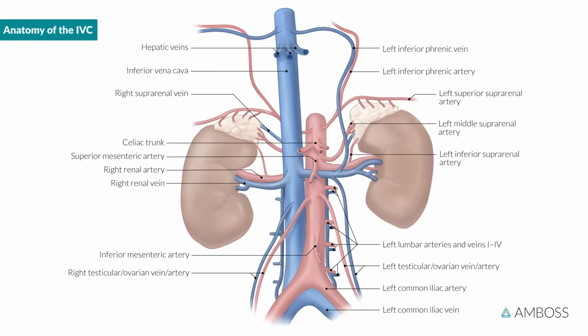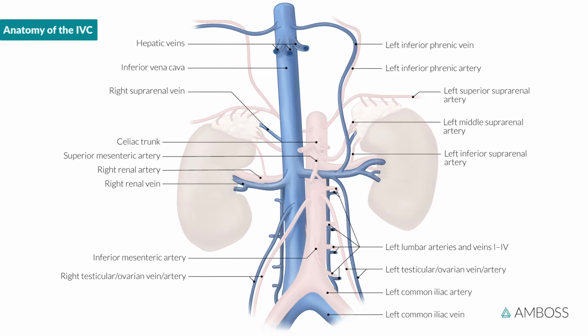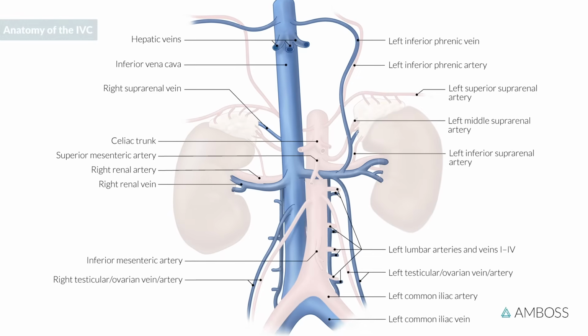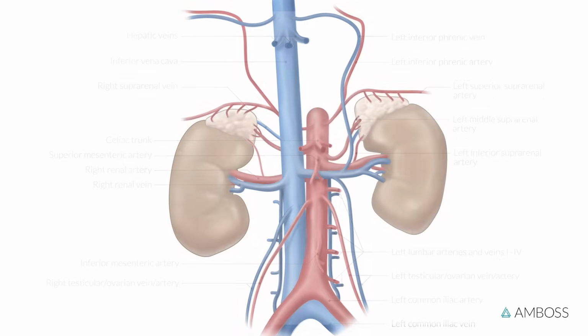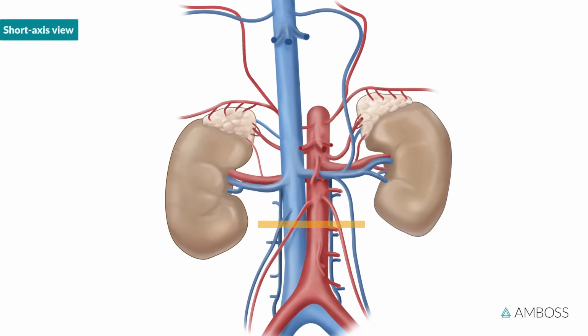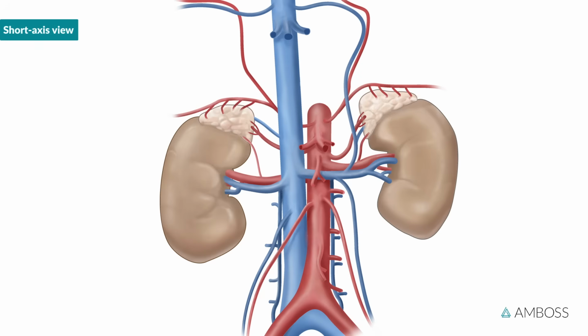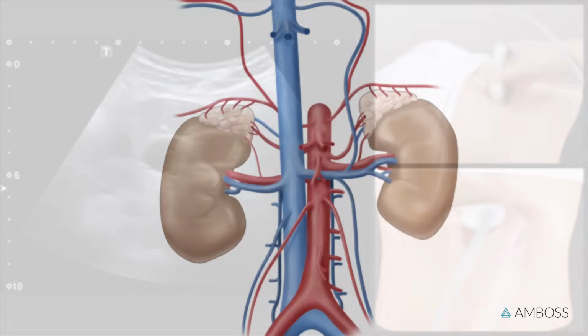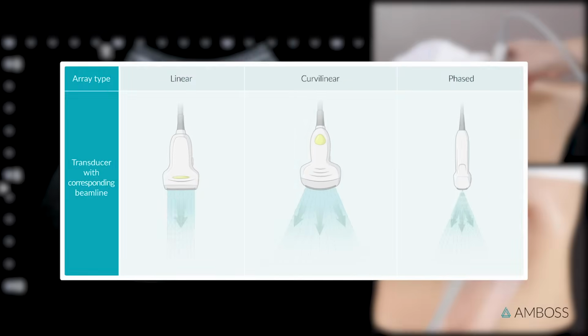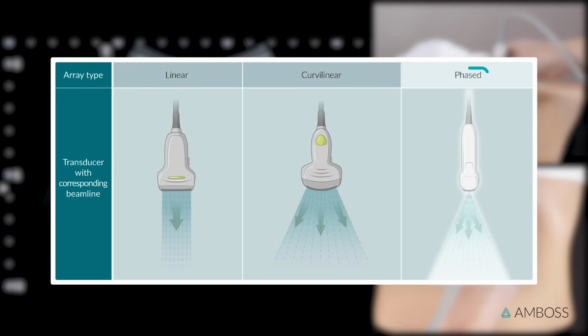The abdominal IVC is retroperitoneal and closely adjacent to the aorta. To assess the IVC, we first scan in the short axis, or transverse plane, and center the vessel on the screen. We then rotate to the long axis, or sagittal plane, for a longitudinal view of the IVC. We can use a curvilinear or phased array probe for these scans.